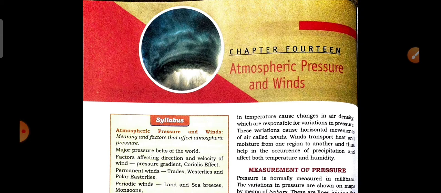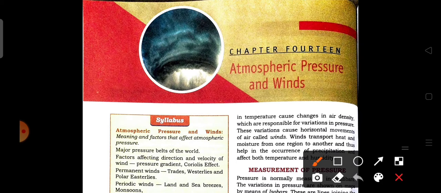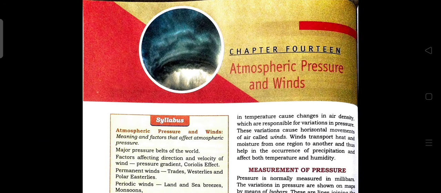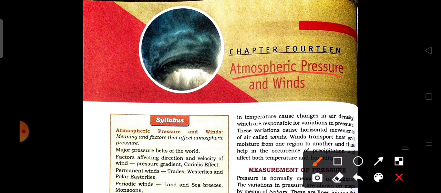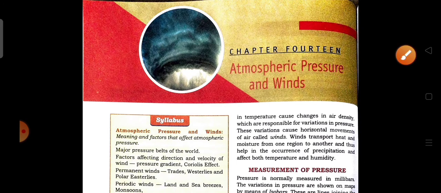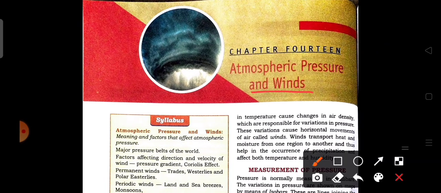Today we will learn chapter 14, that is atmospheric pressure and wind. Here are the two terms, atmospheric pressure. We know the term atmosphere. So what do you mean by atmosphere? Atmosphere means the air that covers our earth, and the term atmospheric pressure means the pressure that is exerted by this atmosphere. So here we will study the atmospheric pressure and the wind.